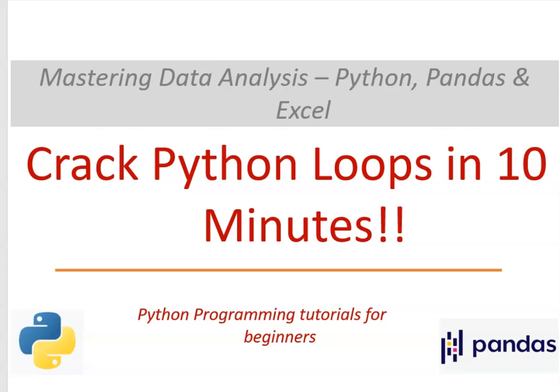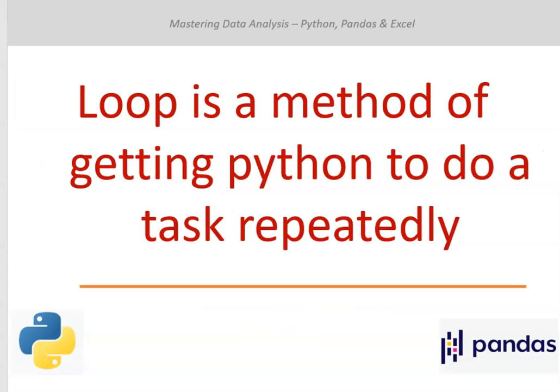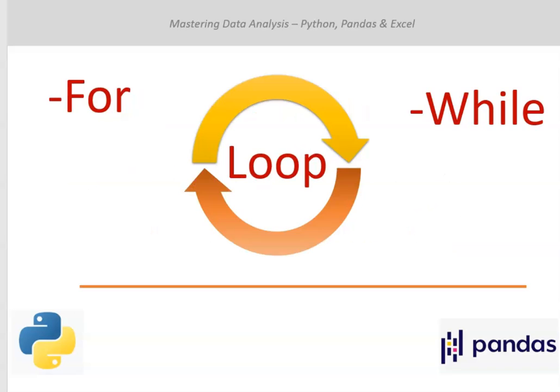So what is a loop? A loop is simply a process or a method or a system by which we get the programming language to do a task repeatedly. What I mean by repeatedly is literally repeatedly. In programming, a loop is literally a loop where the program goes round in circles and performs a task.